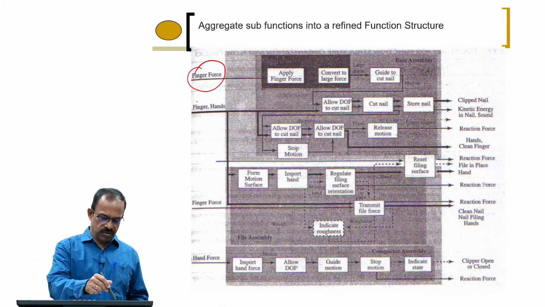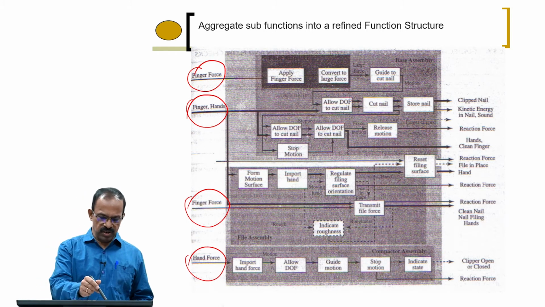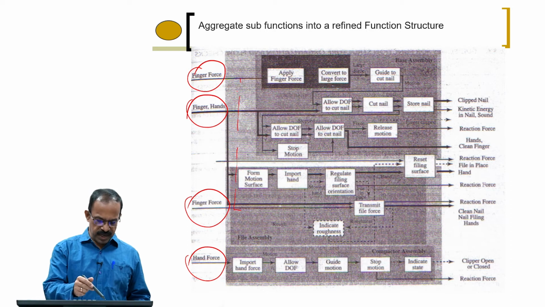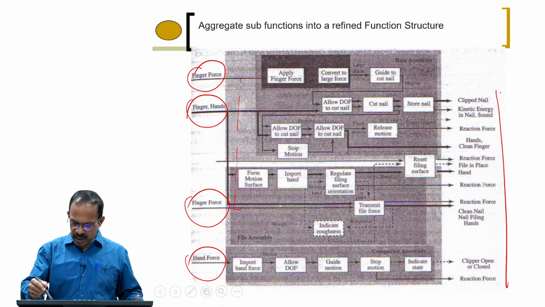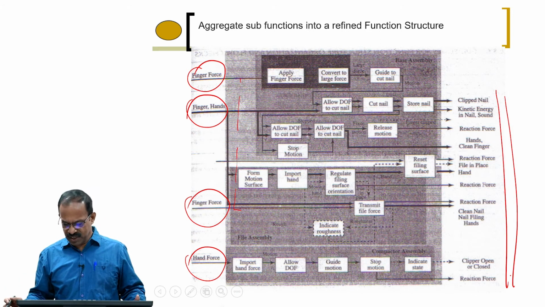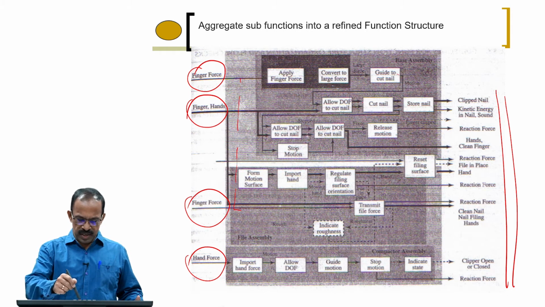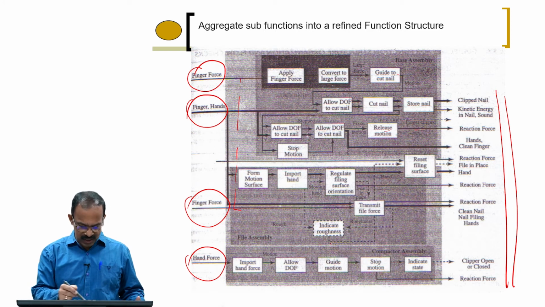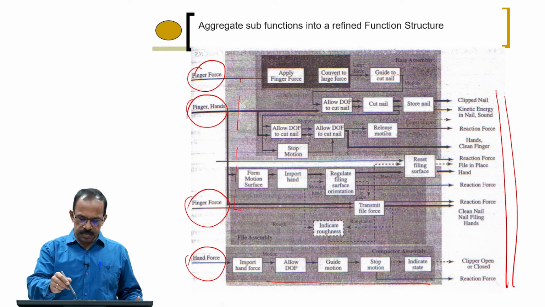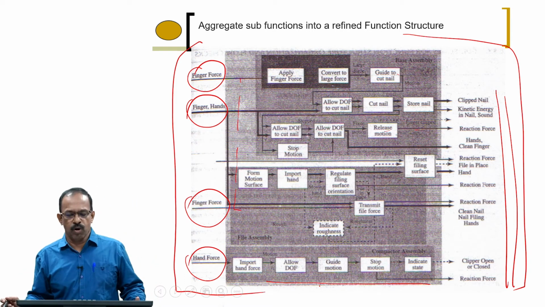So, you have the finger force, finger hands. Finger force is given separately only for convenience, otherwise you can take it as a branch from here. These are the outputs that you are getting: kinetic energy, sound, etc. And we have apply finger force, convert to large force, guide to cut nail, allow degree of freedom, cut nail, allow degree of freedom, release motion, then form motion surface, then filing surface, etc. So, the complete function structure for the product can be obtained like this.